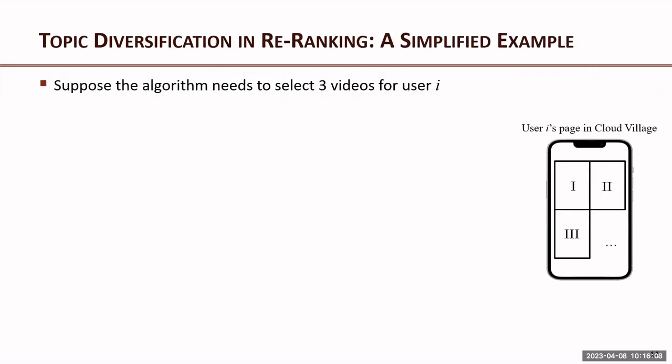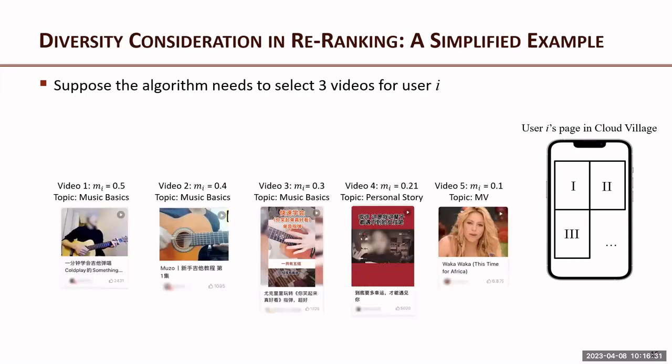And let me give you a simplified example to explain how this algorithm will control that topic diversity. Suppose now the algorithm needs to choose only 3 videos for this focal user, just as shown on this slide with these recommendation conditions. For the first recommendation, the algorithm will always choose the video with the best match, meaning the one with the highest match value M score. Therefore, the first video with the topic music basics will be selected for the first recommendation.